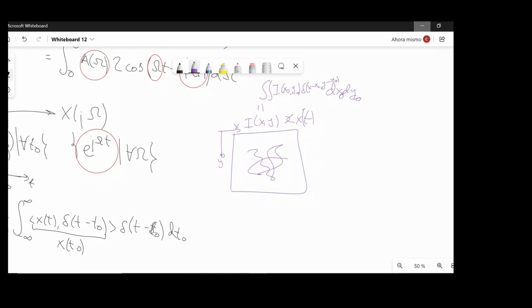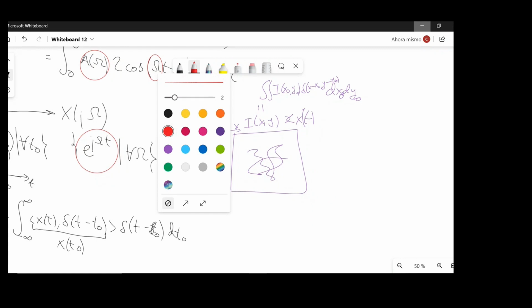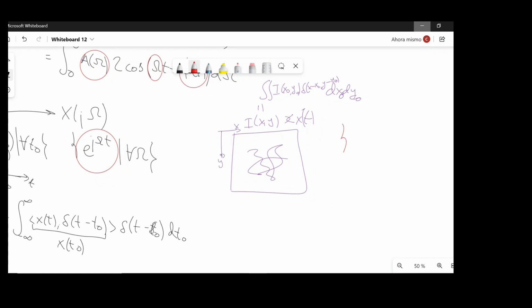So I integrate over my basis functions. My basis functions are deltas. Then there is a coefficient, and this coefficient is the amplitude of the intensity of the image at that location. So now in real space, my basis functions are these sets of delta of x minus x naught, y minus y naught, for all possible locations. This is my basis in real space.